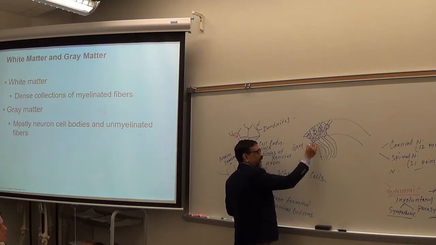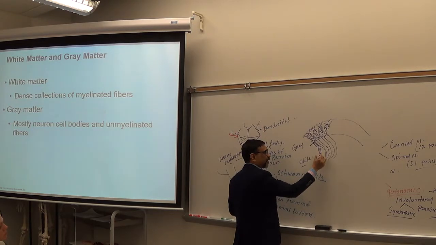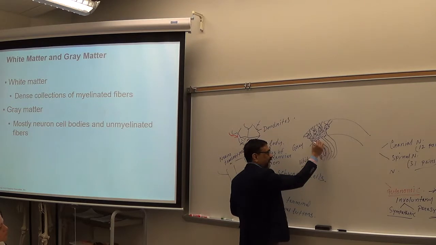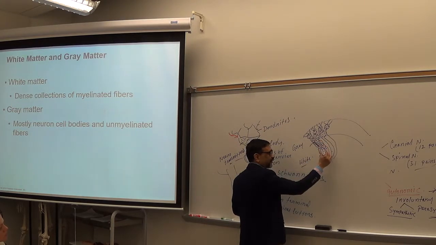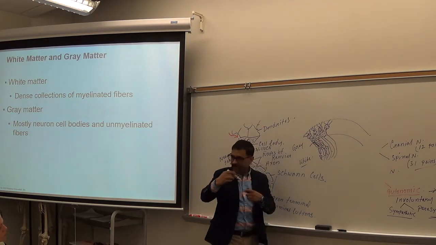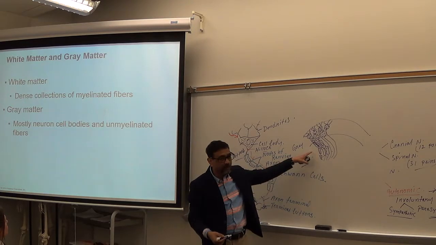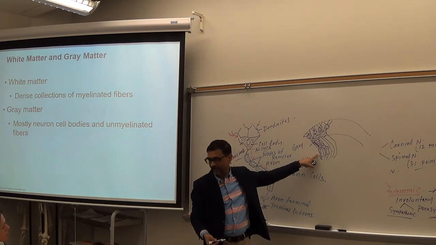And in this area, axons are covered by white myelin sheath. Remember the myelin, white myelin sheath. All these axons are covered by white myelin sheath. So now you tell me, since these axons are covered by white myelin sheath, this area will look what? White. Is it clear?